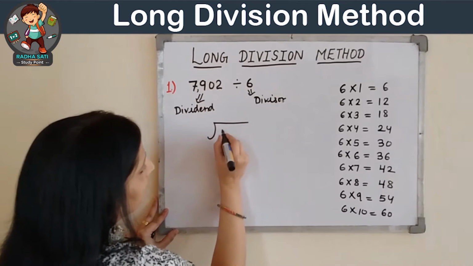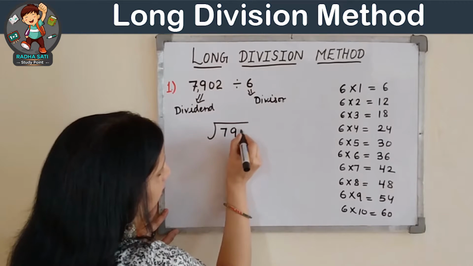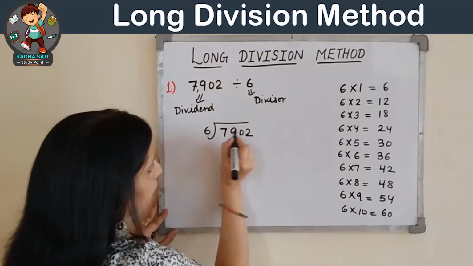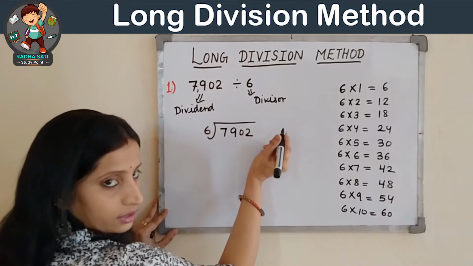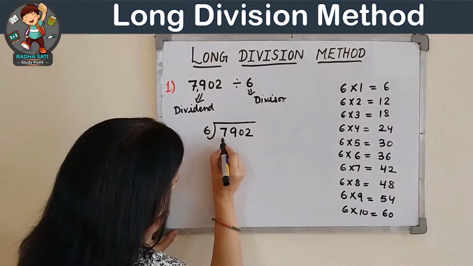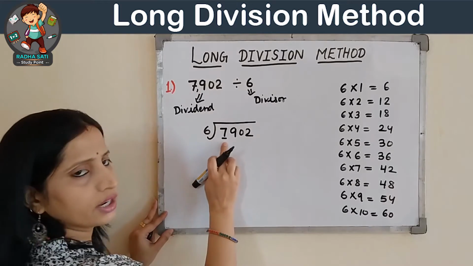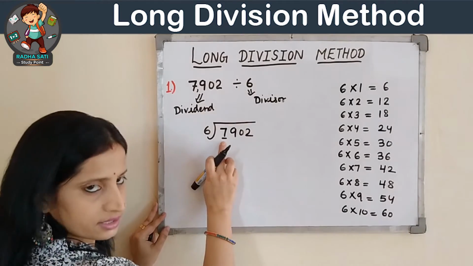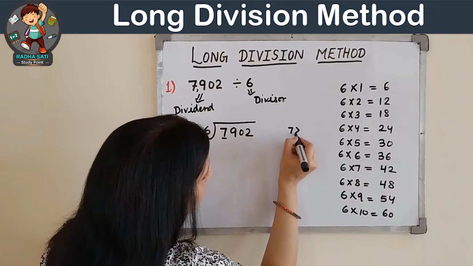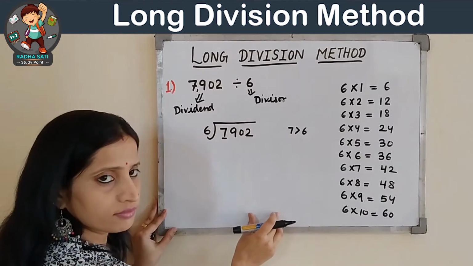Okay. Now first we will make this format like this curve. Now we will write the dividend inside and the divisor outside this curve here. Okay. Now for starting this question, first we will check this first digit of the dividend. It is 7 here and we know that 7 is greater than 6.